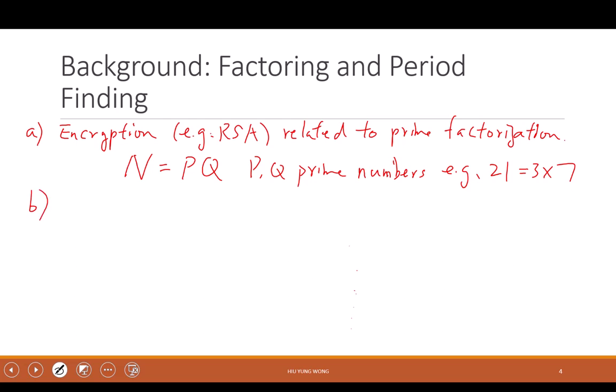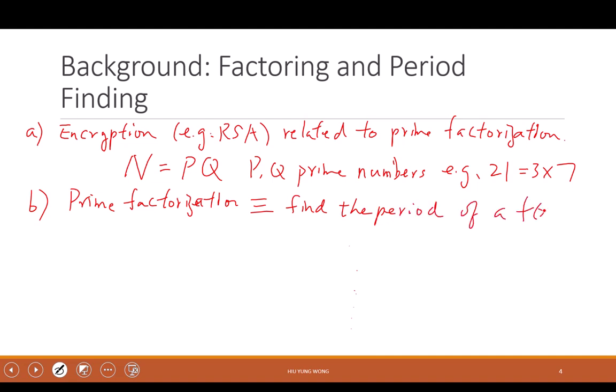But it's also interesting to find another thing: this prime factorization is mathematically equivalent to finding the period of a function that I'm going to describe. Okay, so this is very interesting. You need to know the math and computer science well. I am not good at this, but you just trust me because I trust other people, right? So encryption is related to the prime factorization.